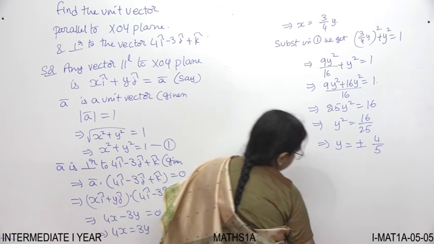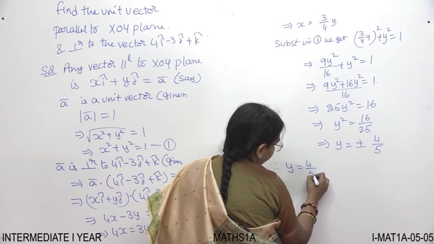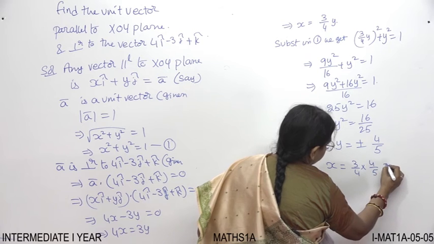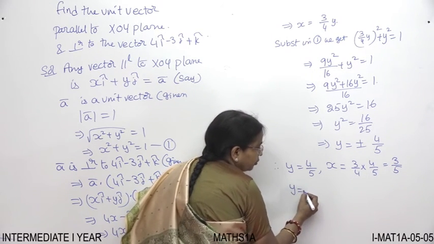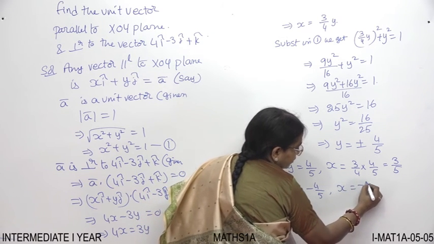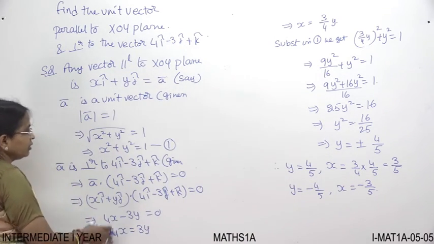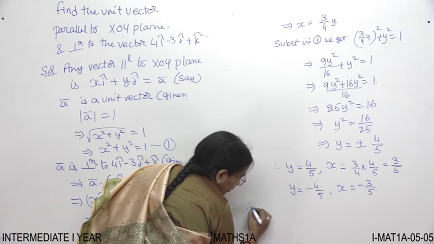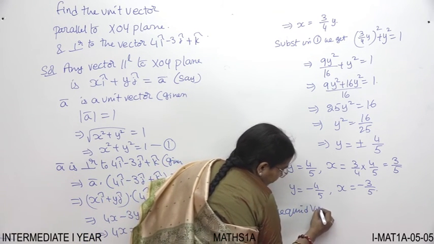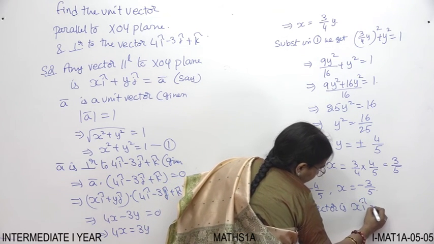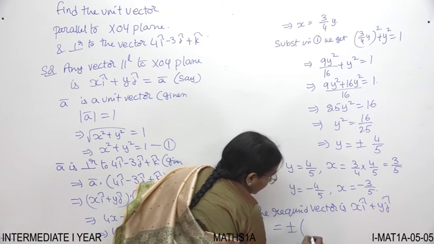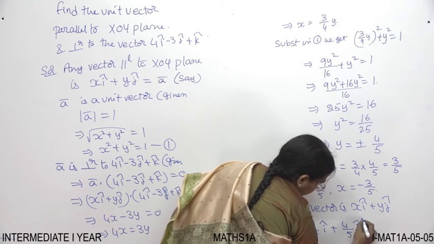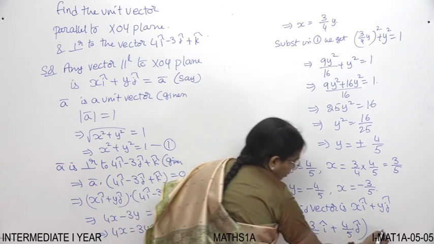Now from this you find out x. When y is equal to 4 by 5, what is x? x is equal to 3 by 4 y, so 3 by 4 into 4 by 5, that is 3 by 5. Similarly, when y is equal to minus 4 by 5, you will get x as minus 3 by 5. So after finding x and y values, you substitute in the vector. Therefore the required vector xi plus yj is equal to plus or minus, x as 3 by 5, y as 4 by 5. When it is minus, both are minus. x, y both are minus or both are plus. So you will get the answer like this.